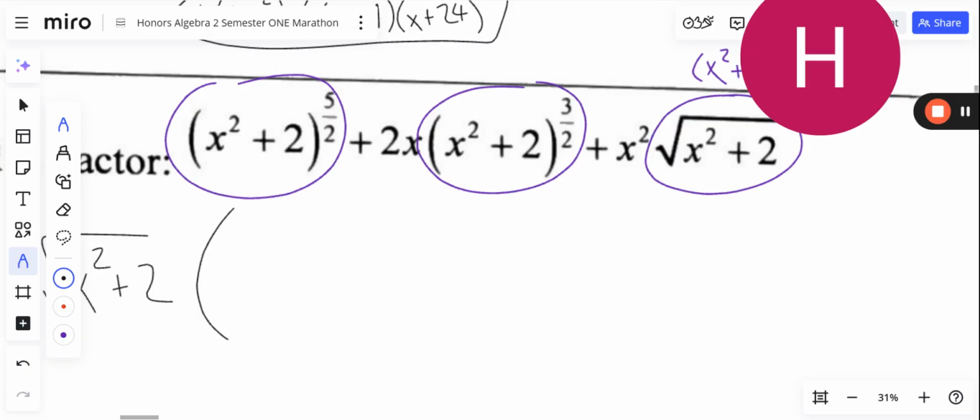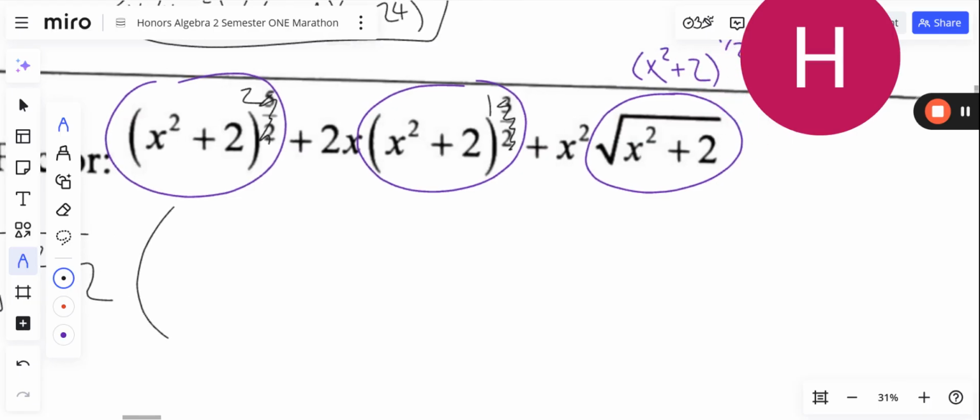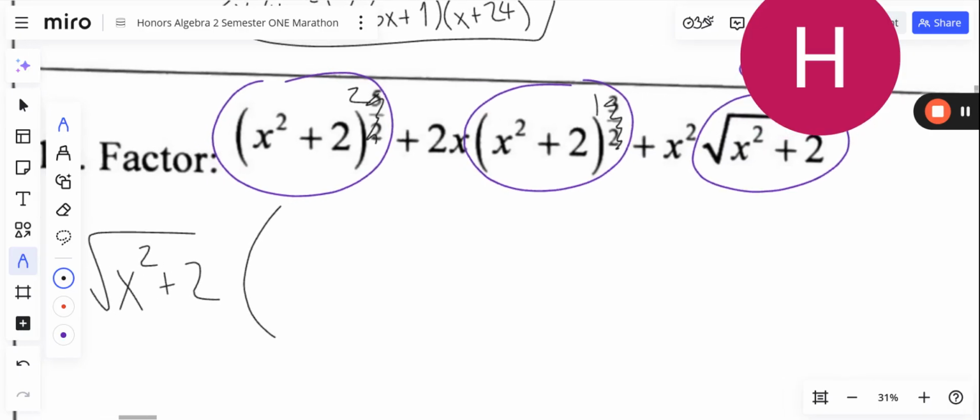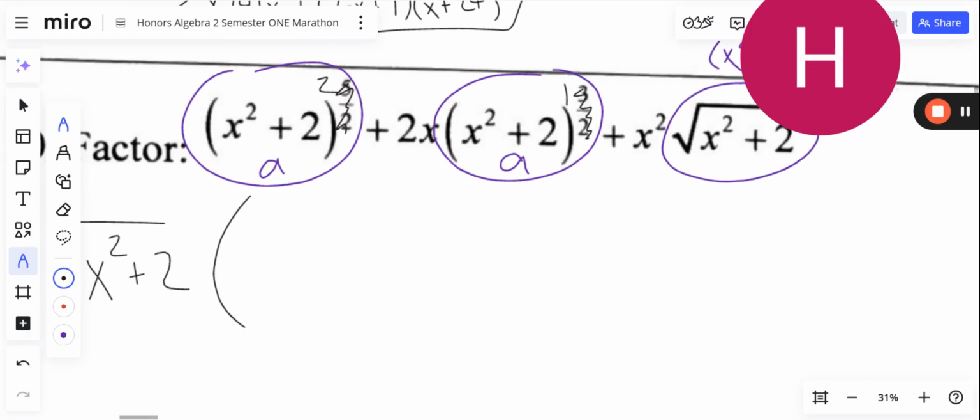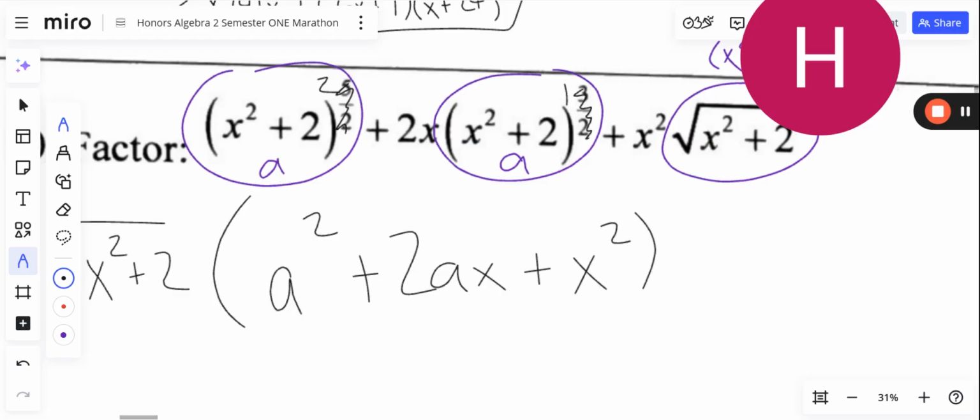So when we divide out numbers with the same base, we subtract their exponents. So we're going to be left here with x squared plus 2 to the 4 over 2, which is just squared, and x squared plus 2 to the 2 over 2, which is just to the 1 power. And now this is not too bad. We're going to end up with something like, let's call this a.